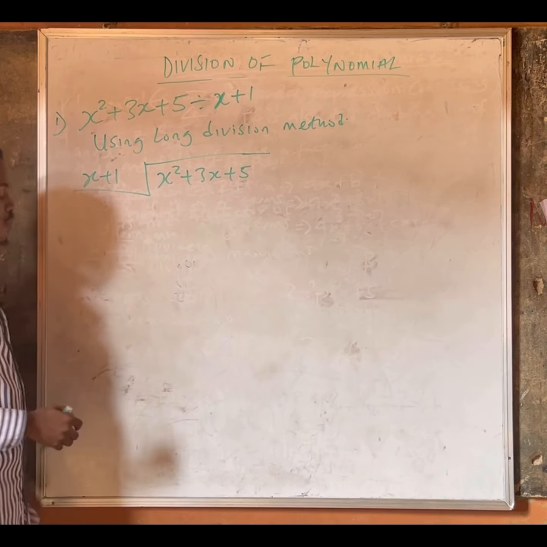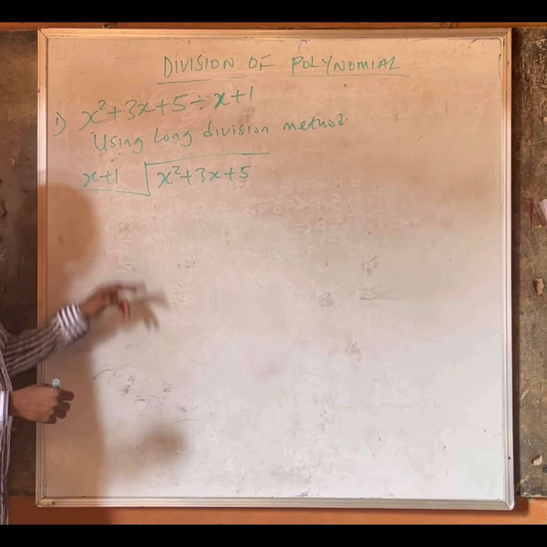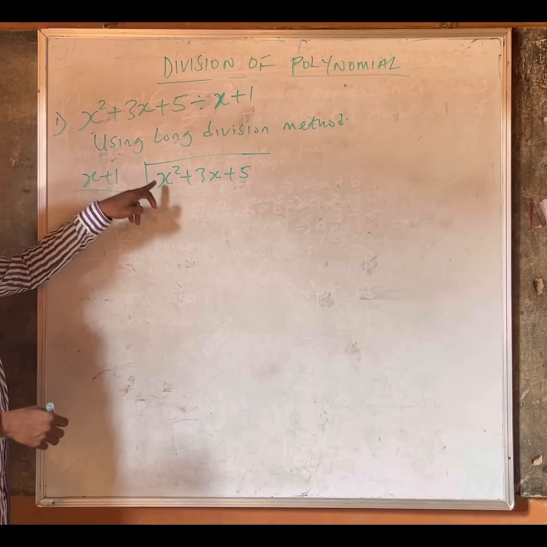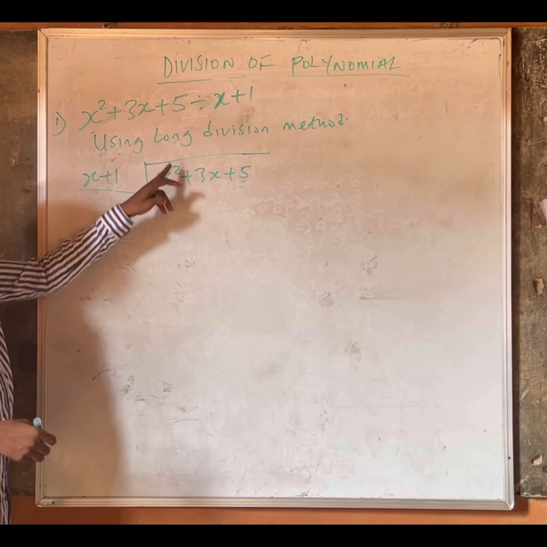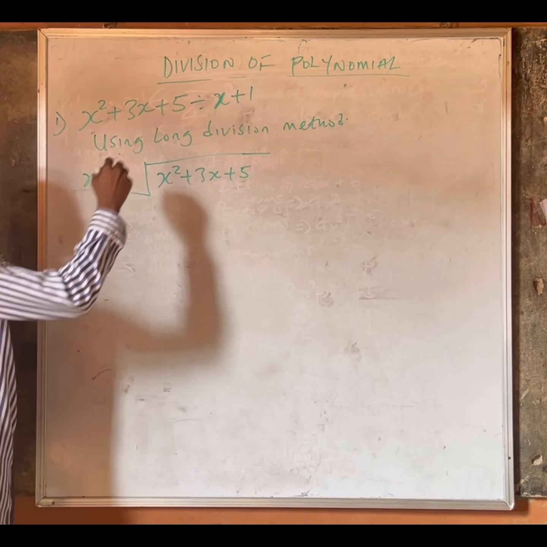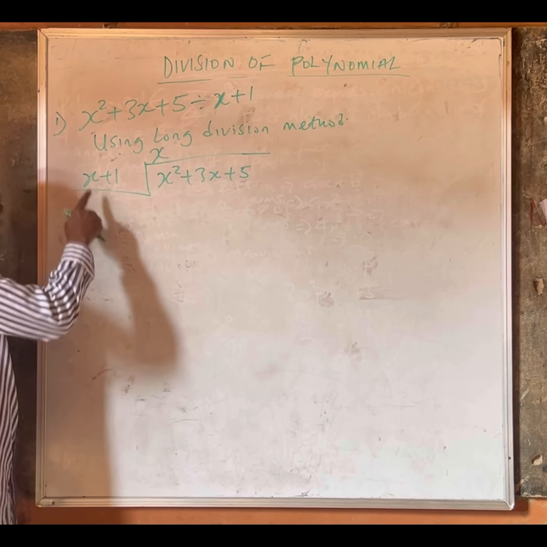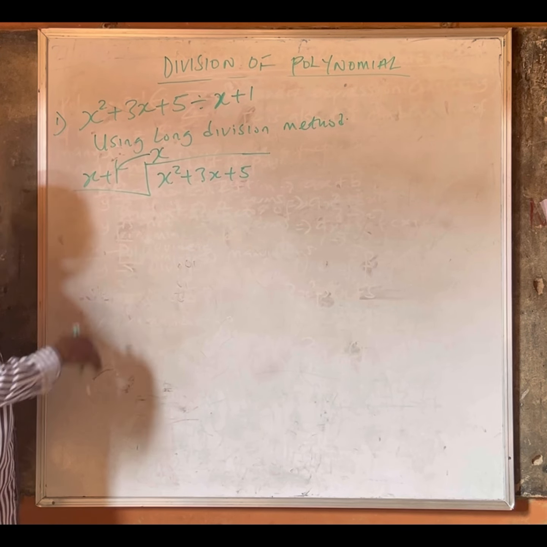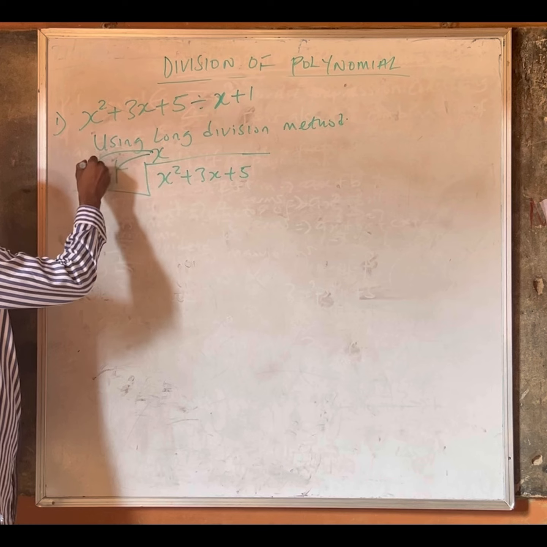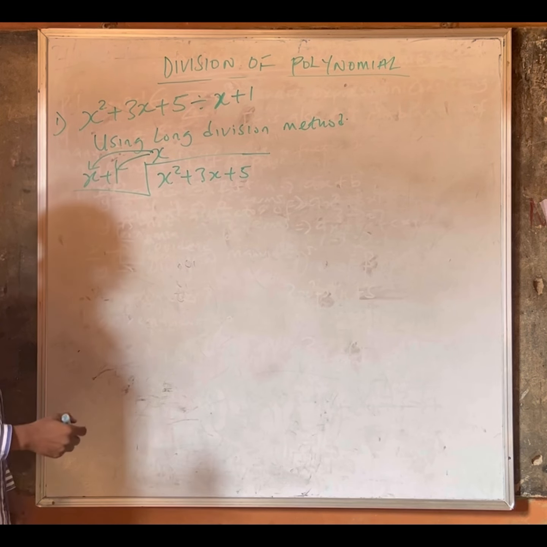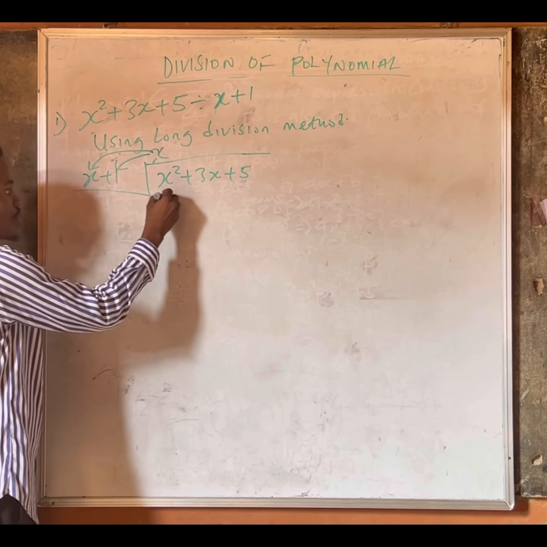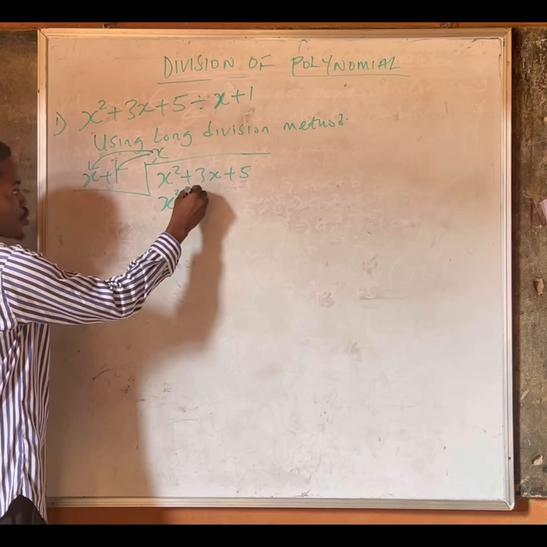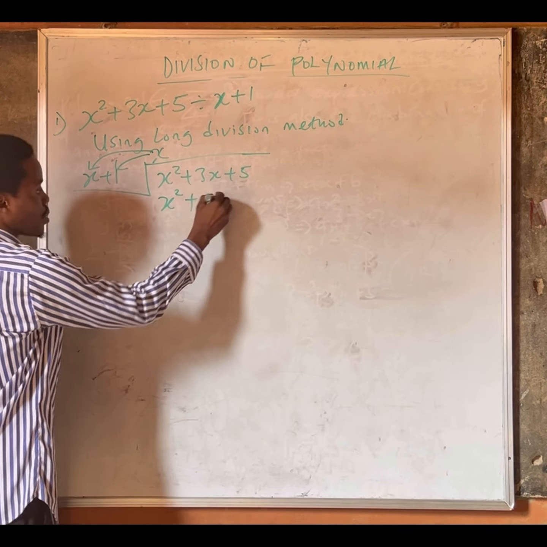So let us take the first variable, which is x. How many x can we see in x squared? We see 1. So we write it here, x. We now use this to multiply all of this, to multiply x and to multiply what? To multiply y. x times x, we have x squared, plus x times 1, we have x.